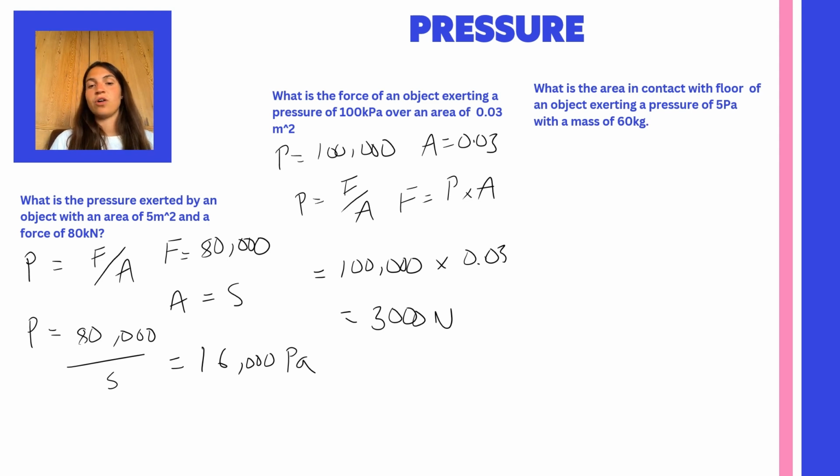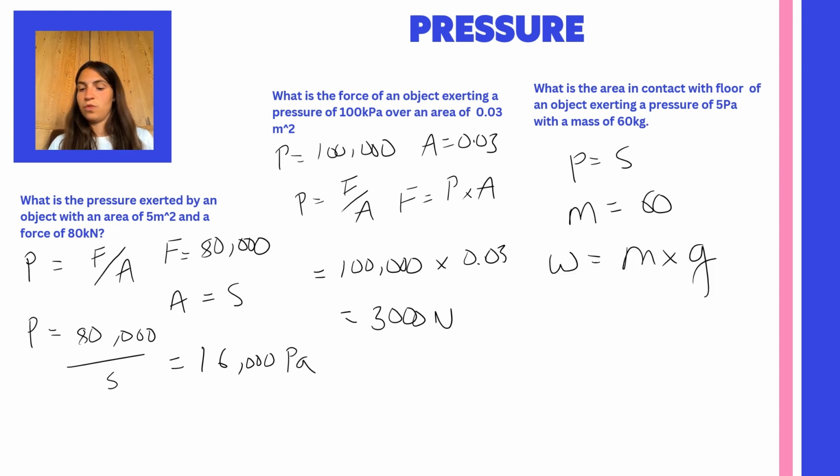What is the area in contact with the floor of an object exerting a pressure of 5 pascals with a mass of 60 kilograms? So my pressure is 5, and I'm looking for the area, but I haven't been given a force. However, I have been given a different piece of information. I've been given the mass as 60 kilograms. Now, the force that this object is exerting on the floor is its weight. So what I need to do is remember, how do I take my mass and get it into the weight?